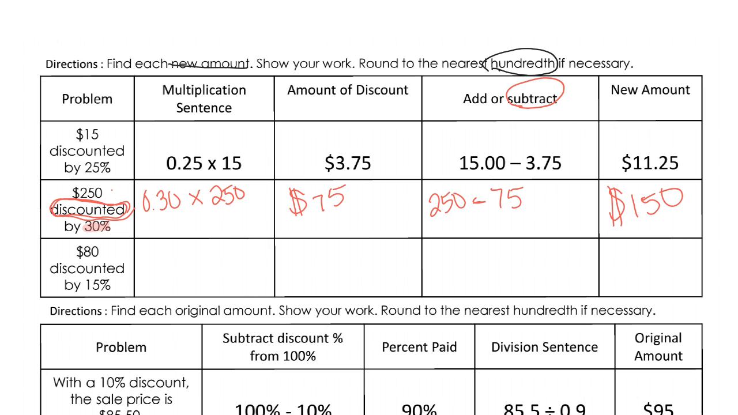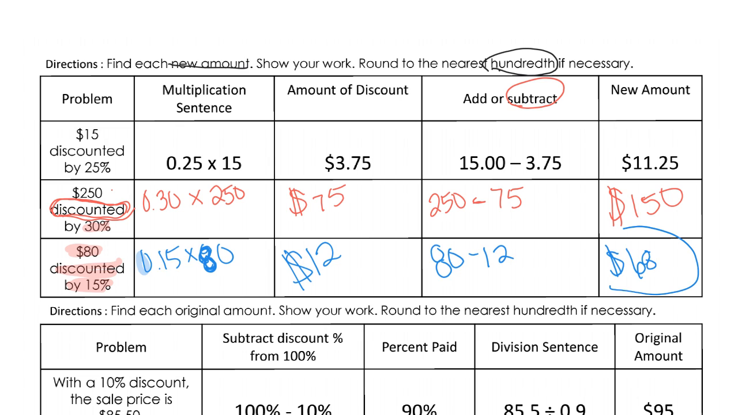Okay, so I want you to take a moment and try this third one for me. Okay, so hopefully you got a new price of $68. So again, we took our dollar amount, multiplied it by our percent discounted, which was 15%, and that got us a discount of $12, which we then subtract from the original price. And that's how you find the discount.